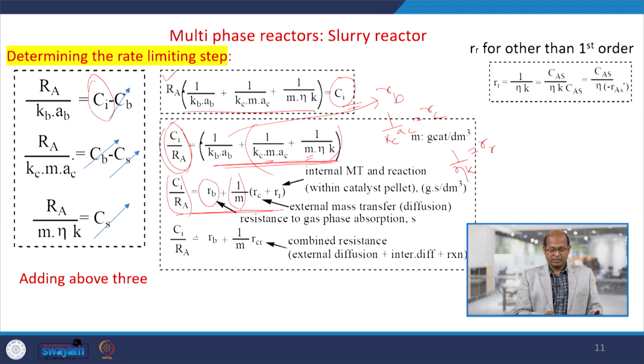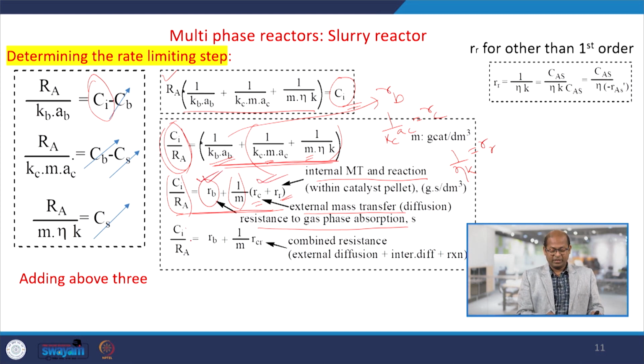So here Rb is the resistance of the gas phase absorption, this part is the absorption resistance, and this part is the external mass transfer resistance, that is due to the external transfer from the bulk liquid to the surface, and this is reaction, internal mass transfer as well as reactions on the surface of the catalyst. So these resistances, these 2 resistances are there.